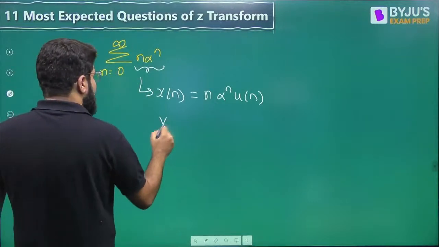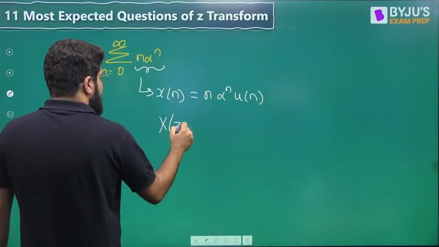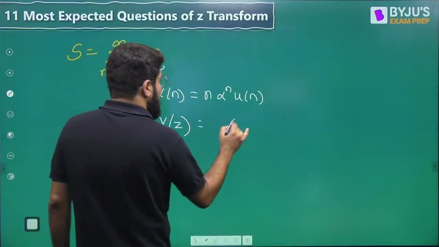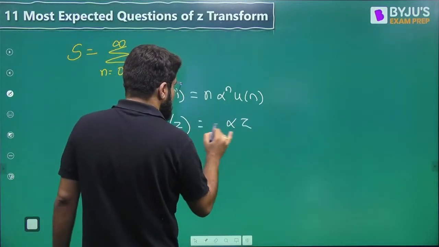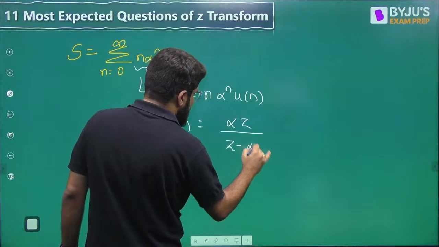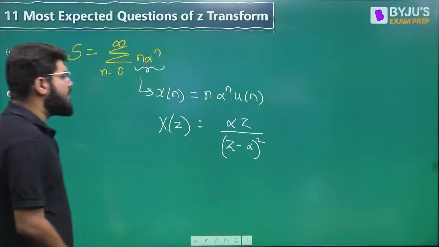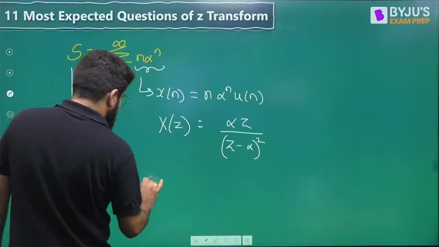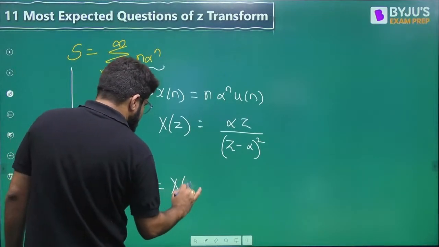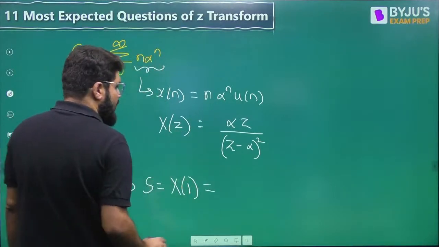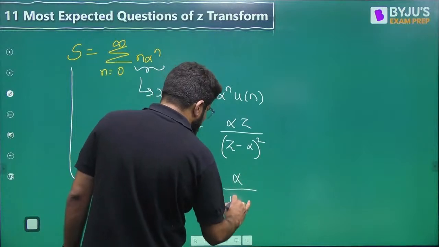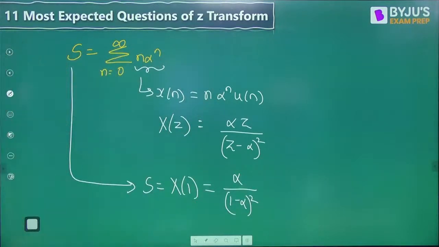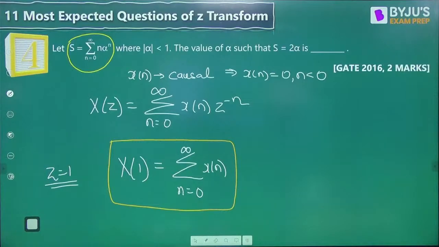So what is the Z transform for n a power n? Already we know n a power n u[n] has the Z transform az upon z minus a whole square. Here it is alpha z upon z minus alpha whole square. So what is the value of the summation? The value of the summation is the value of the Z transform by putting z equal to 1. So putting z equal to 1, we get alpha upon 1 minus alpha whole square.